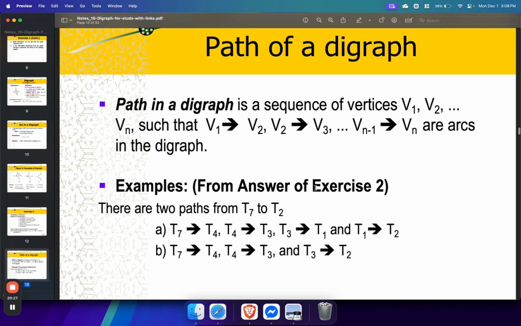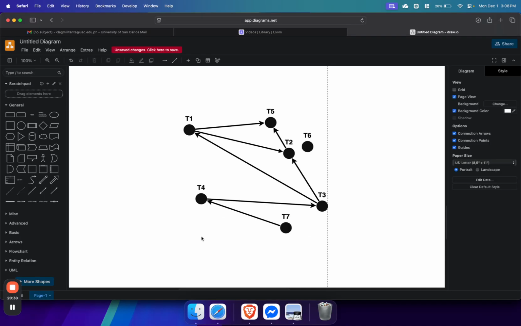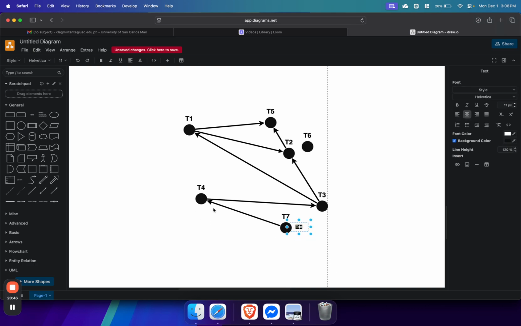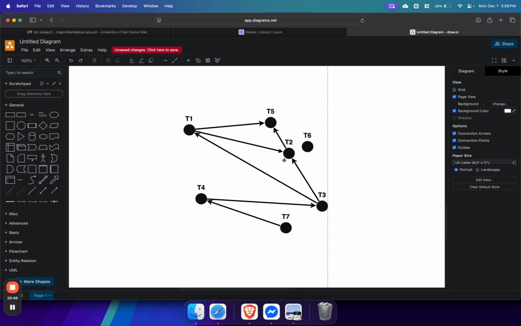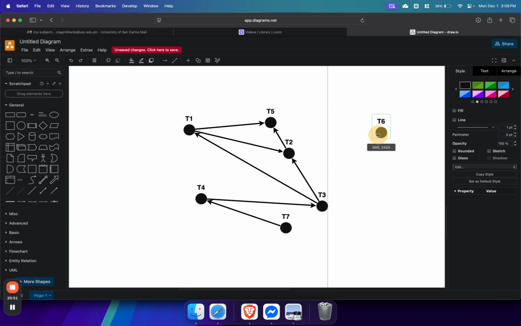So, from the answer of exercise 2, we will look for paths from T7 to T2. Let's not look at this first. Let's just look at the paths from T7 to T2. Ang pasabot ana is, starting from T7, how many routes or paths can I take to go to this specific node?